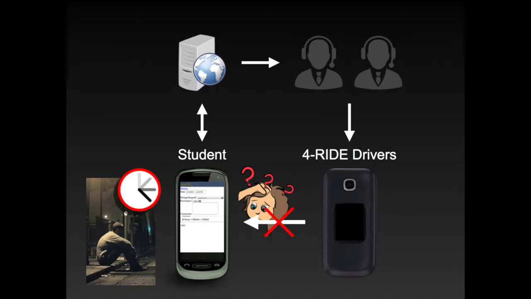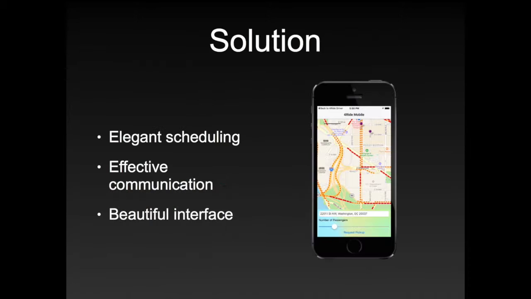As you can see from this system, this is very one-directional, and students may not understand anything that's happening downstream if problems do occur. There's no direct communication between drivers and students. 4Ride Mobile attacks these three weaknesses head-on by using elegant scheduling, effective communication, and most importantly, an awesome interface.